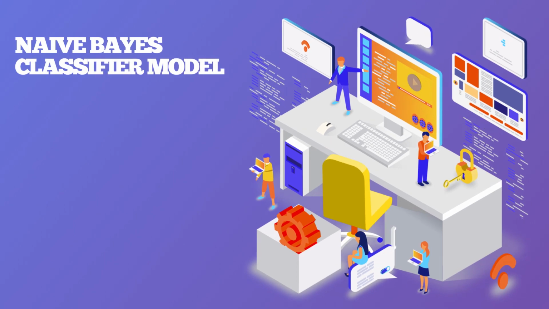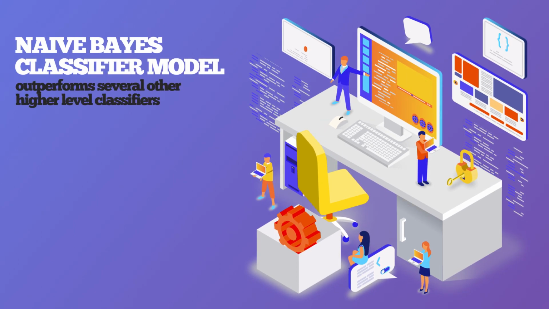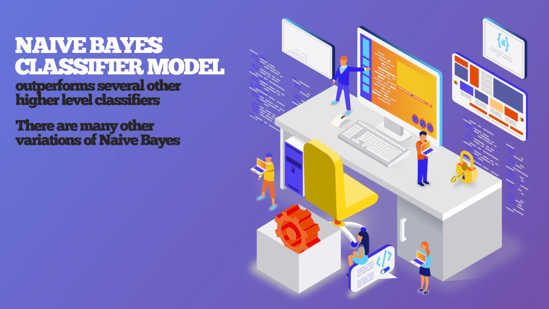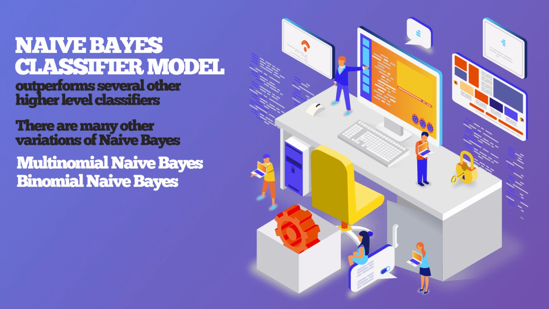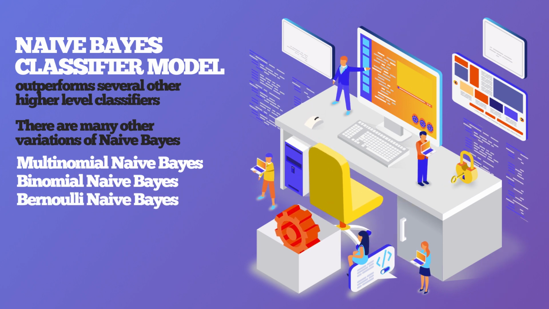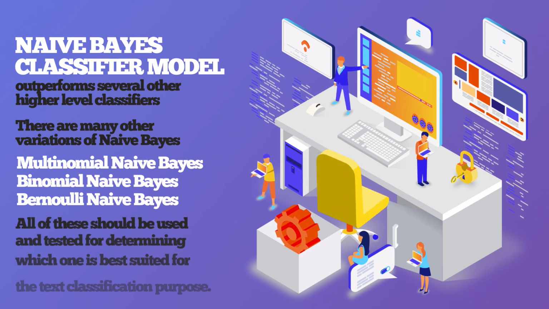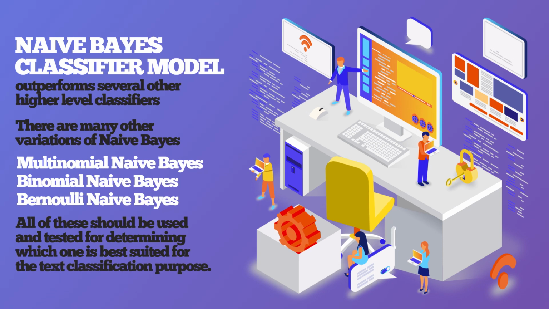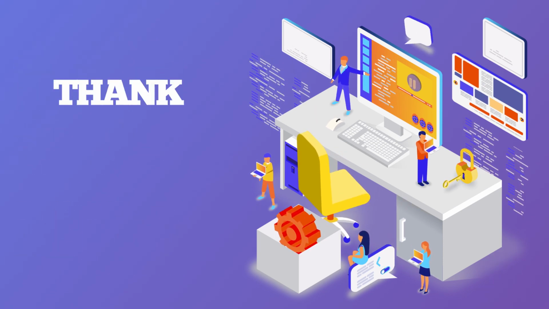The naive Bayes classifier model outperforms several other higher-level classifiers in many cases. There are many other variations of naive Bayes like multinomial naive Bayes, binomial naive Bayes, and Bernoulli naive Bayes. All perform differently with the same dataset. All of these should be used and tested for determining which one is best suited for the text classification purpose. Thank you for listening.